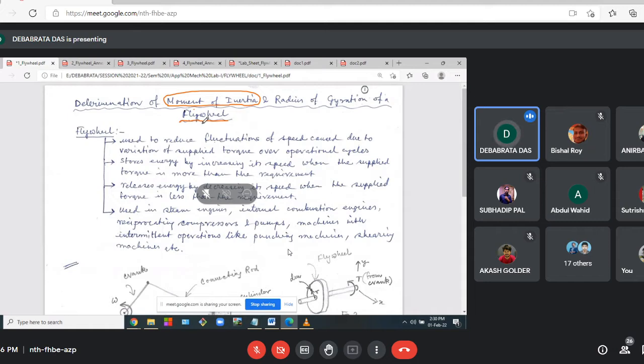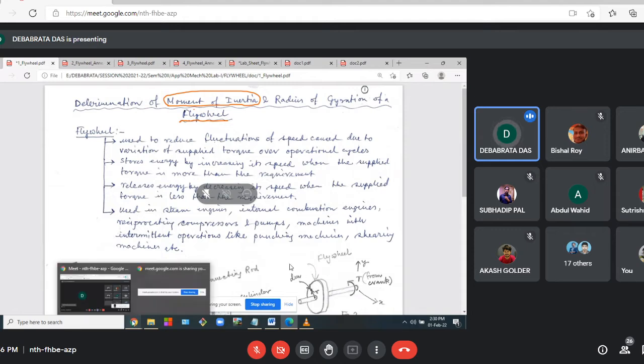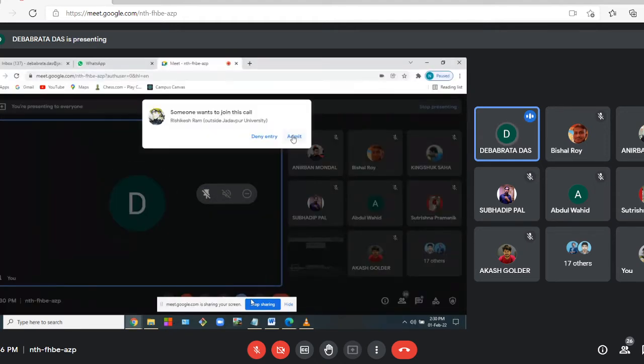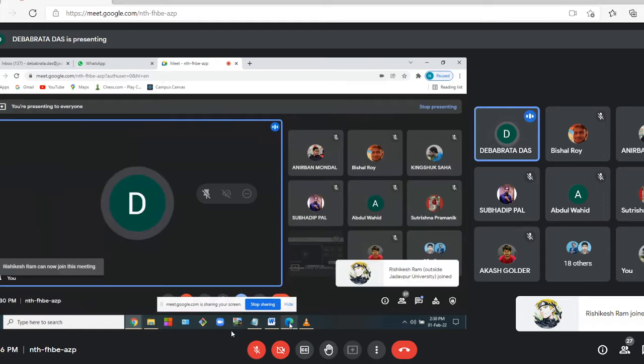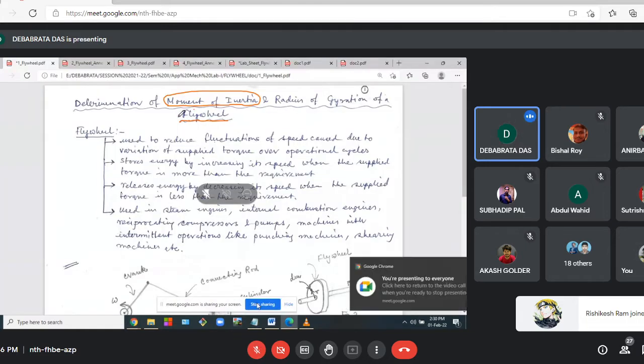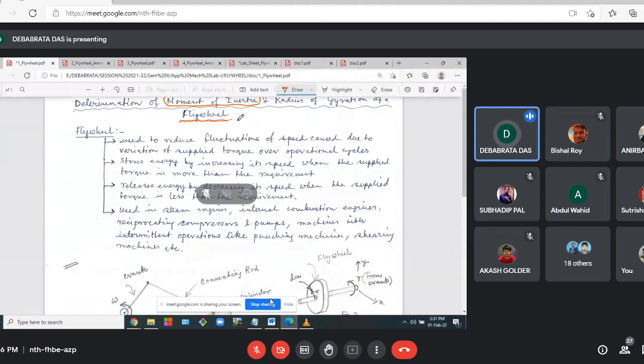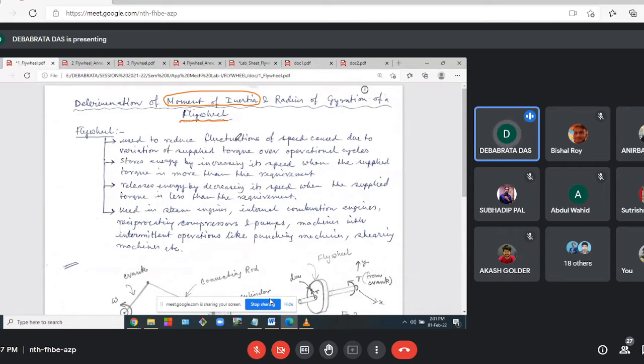I will briefly discuss the flywheel, though you will study it in detail in dynamics of machines, I think in third year first semester or second year second semester, where you will study the kinematics and kinetics. But I will give you a little explanation. A flywheel is a mechanical device. Its purpose is to reduce the fluctuation of speed that is caused due to variation of supplied torque over the operational cycles.